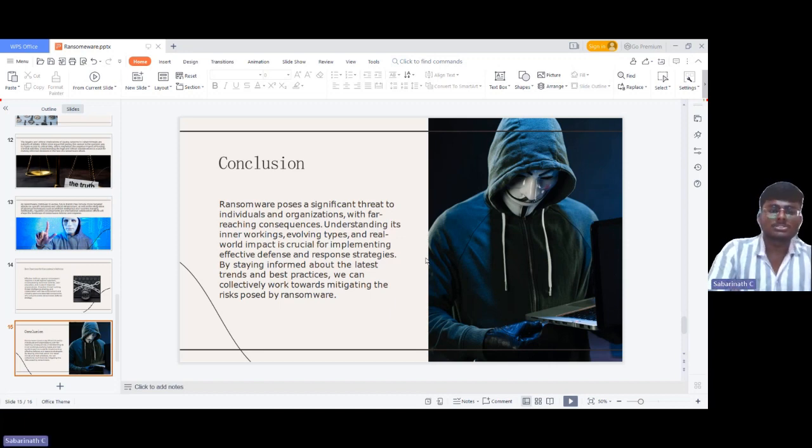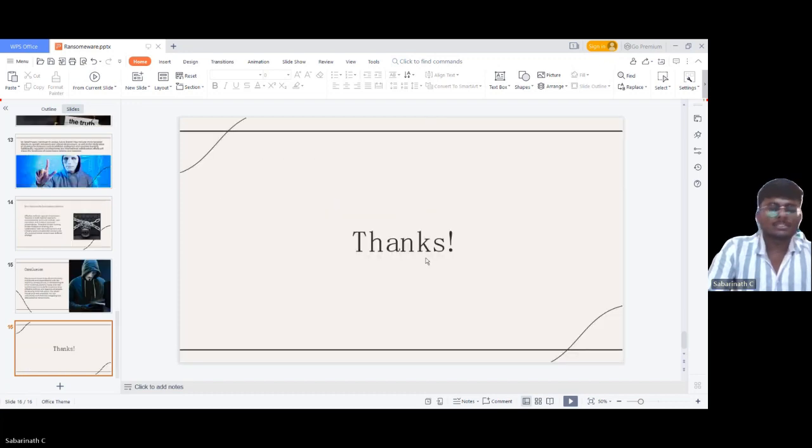Now we have come to the conclusion of the session. Ransomware poses a significant threat to individuals and organizations, with far-reaching consequences. Understanding its inner workings, evolving types, and real-world impacts is crucial for implementing effective defense and response strategies. By staying informed about the latest trends and best practices, we can collectively work towards mitigating the risk posed by ransomware. Thank you all.